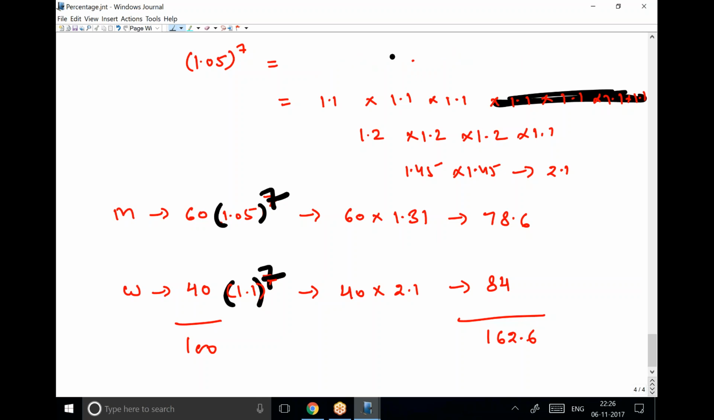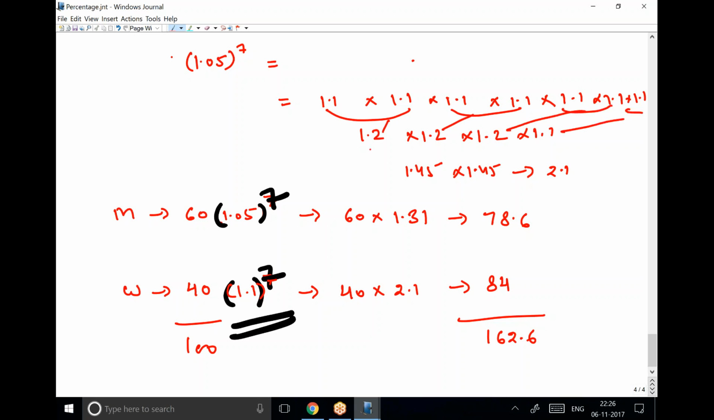And finally, if you look at another part here, right? Another part, how will you calculate 1.1 to the power 7? You can immediately see here, this is 1.1 to the power 7. When we are multiplying this number 7 number of times, this will give you 1.2, this will give you 1.2, right? This will give you 1.2, and this is 1.1. So approximately it comes out to be 2.1. So you multiply by 2.1, it comes out to be 84.